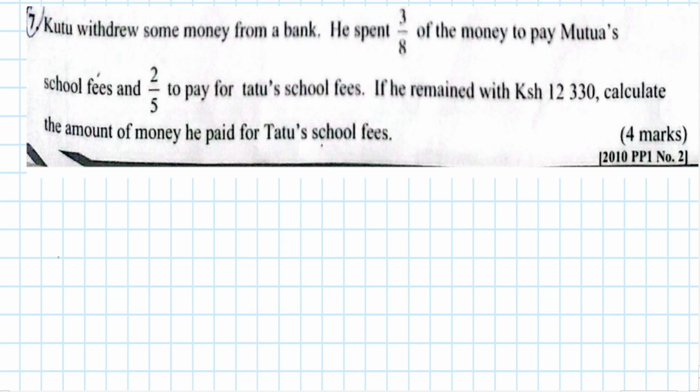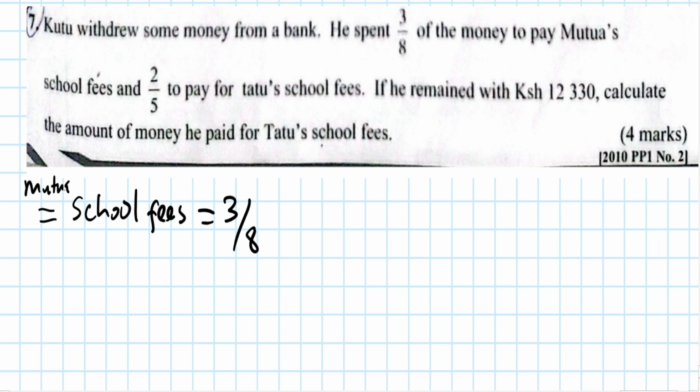Now Kutu spent money to pay Mutua's school fees. So he spent around 3 over 8 of his money. And you've been told he spent 2 over 5 to pay Tatu's. So okay, let's say Mutua, and then we have Tatu's school fees, which is 2 over 5.